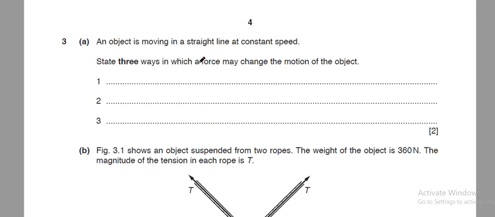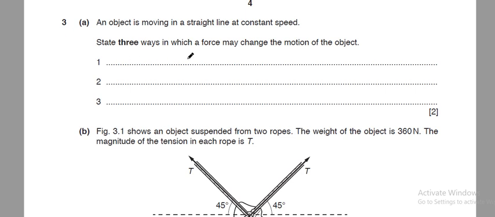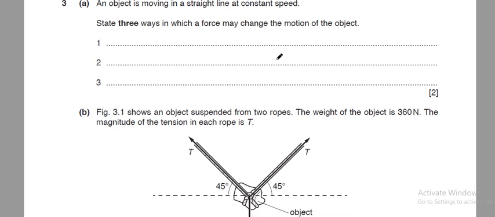An object is moving in a straight line at constant speed. State three ways in which a force may change the motion of the object. It can increase the velocity or decrease the velocity, which is to accelerate or decelerate the object, and it can change direction, which is circular motion.